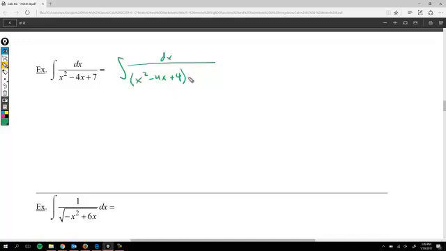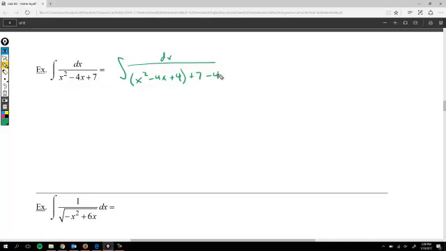Now, you could think about this in a couple ways. You can think about it as splitting up the 7 into 4 plus 3, or you can think about it as the 7's still there. I'm adding 4 here, so I need to subtract 4 here, and 4 minus 4 is 0. However you want to think about it, it's up to you.